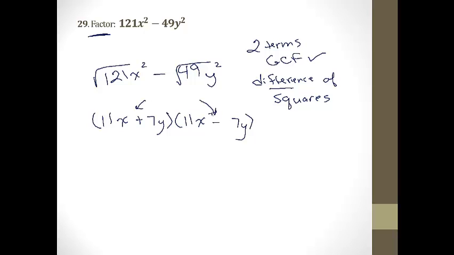And it doesn't matter which order you write them in. You could just as correctly write 11x minus 7y times 11x plus 7y. They mean the same thing. It doesn't matter which order you write those signs in.